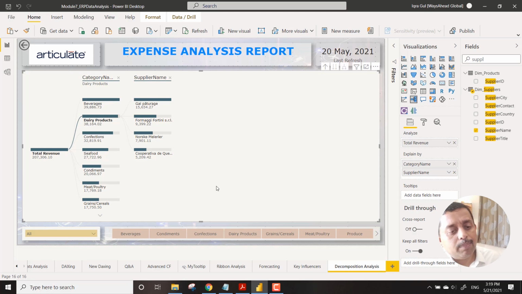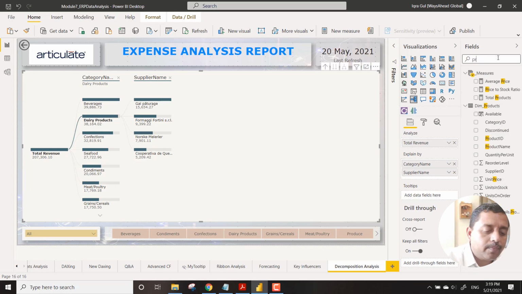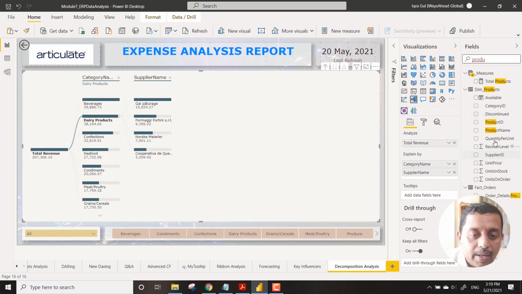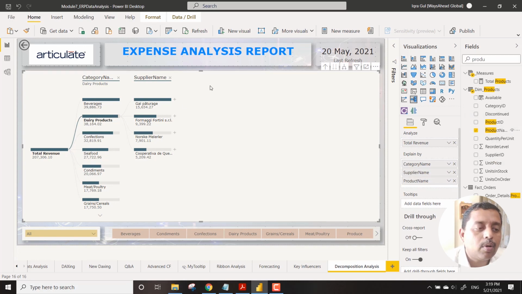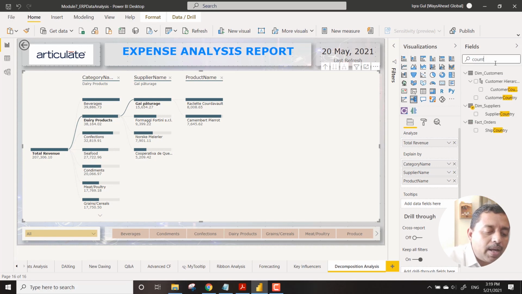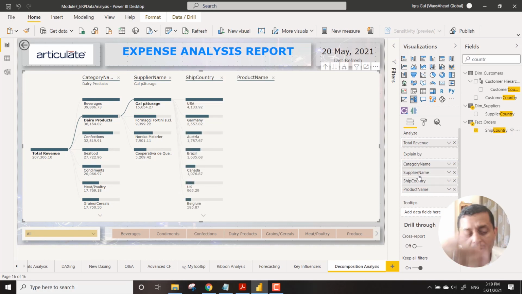Then with the supplier name, I want to go one step further. Can I have a look at the products? It depends on the hierarchy of data that you are maintaining. So suppose I am taking the product name, and I get the product name over here. Then I ask which country I am placing this, so I say ship country. I can bring in the ship country in between and then go for the product. It's very flexible.